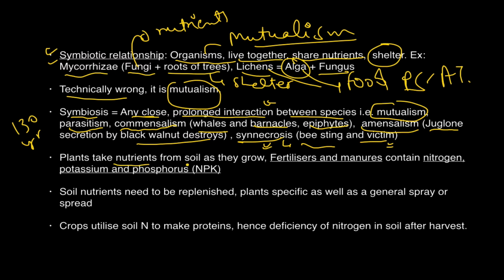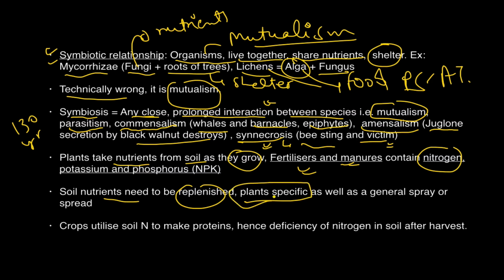Now plants will take nutrients from the soil as they grow. Fertilizers and manures. Fertilizers are technically synthetic. Manure is more like vermicompost, which you talked about last time. It contains NPK, nitrogen, phosphorus, potassium. Mainly, obviously it has magnesium and manganese and all the other things. Soil nutrients will need to be replenished and it has to be plant specific as well. It cannot be that you are growing apple, walnut, almond and wheat, and the same fertilizer is used for all. And there will be a general spray also which works for both wheat and rice.